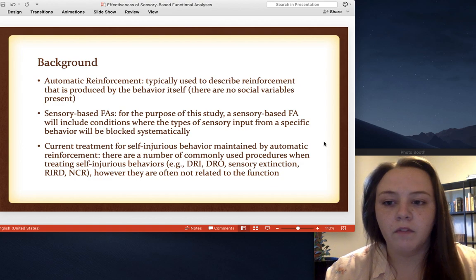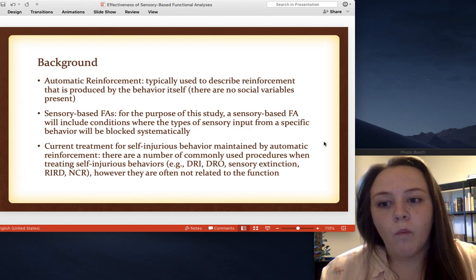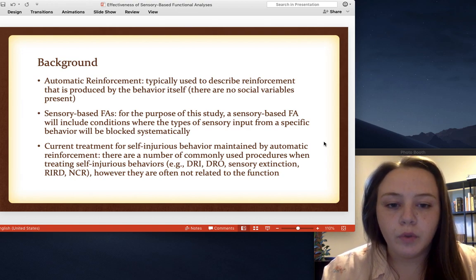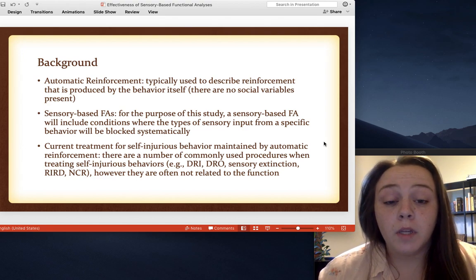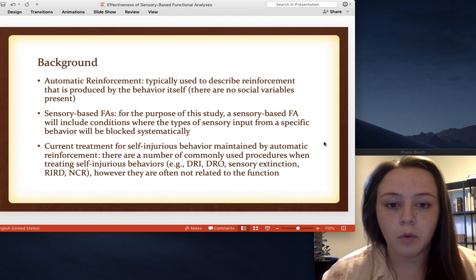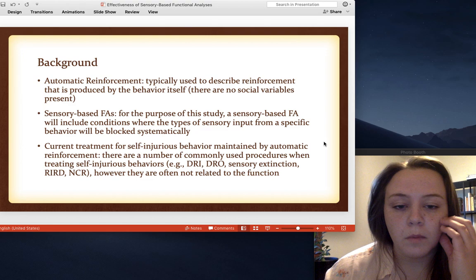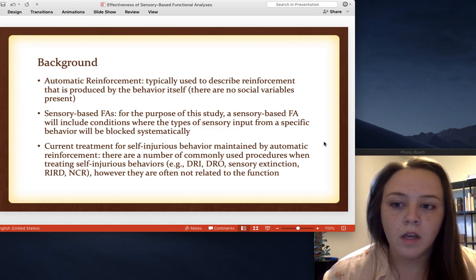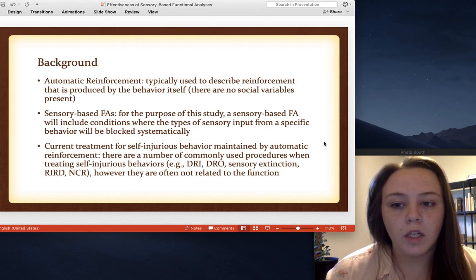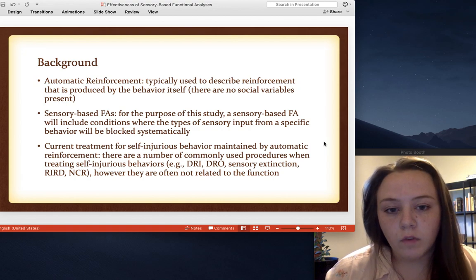So just a little bit of information about this topic. Automatic reinforcement is usually used to describe behaviors where the behavior produces the reinforcement itself. So there's no socially mediated reinforcement that's present, or at least identified through the typical assessments that we've completed. However, with automatic reinforcement, it's kind of just a broad label. We don't actually know what specific variables are involved with this.